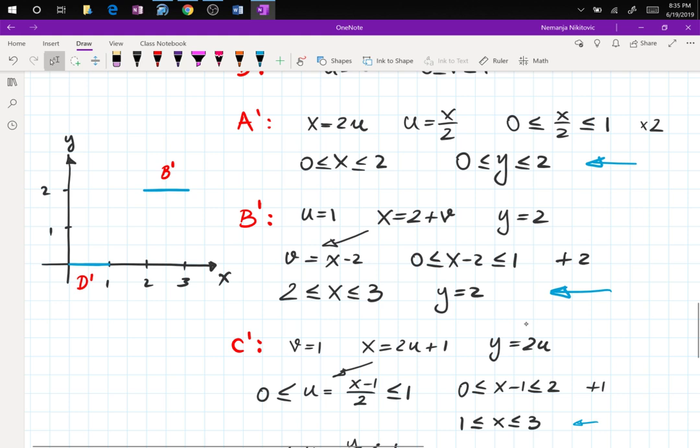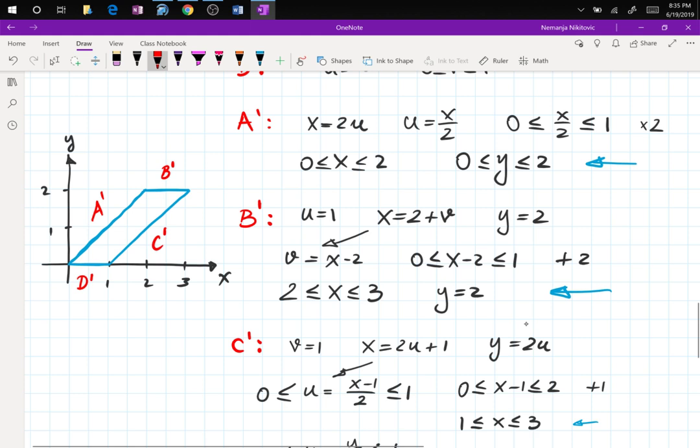What's the A prime? It is that one. And the other one is this. So that's your A prime, and that's your C prime. So we transform the region.